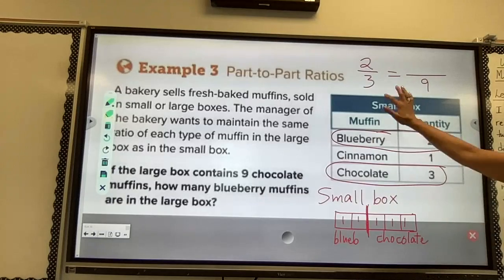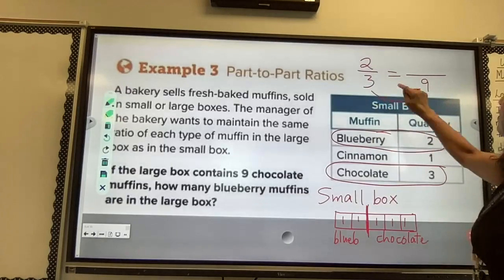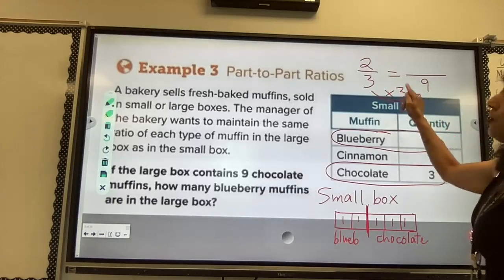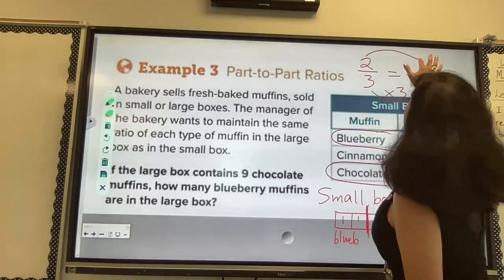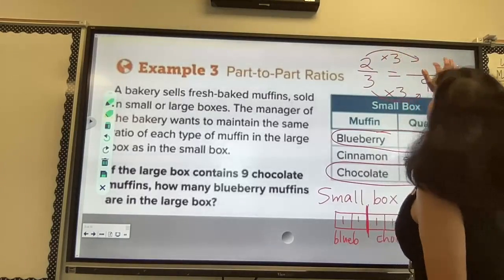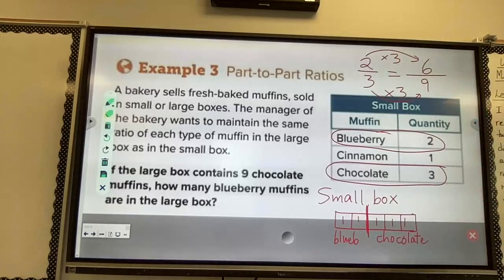Okay, so if I was doing this, 3 times what gives me 9? 3 times 3. Whatever I do to the denominator, I do the same thing to the numerator, and I do times 3. So then my answer should be 6.